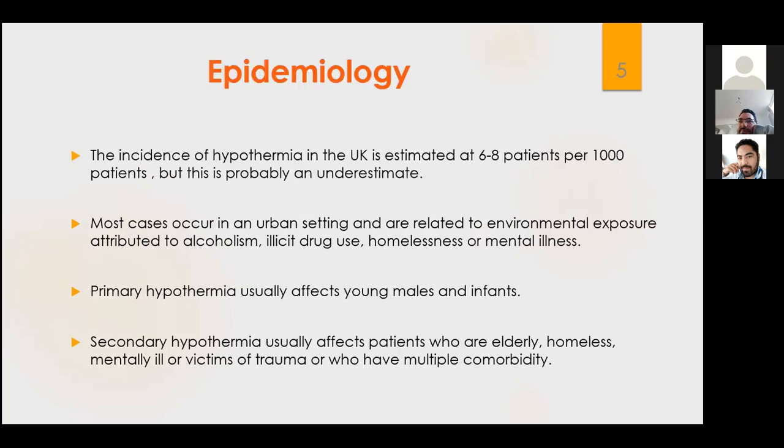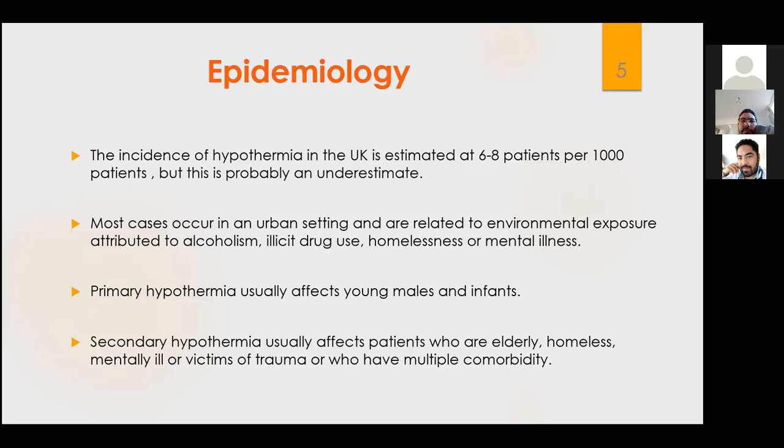So let me discuss epidemiology. In the UK, it is estimated that about 6 to 8 patients per 1,000 get hypothermia every year. Usually, most cases occur in the urban setting and are related to environmental exposure, secondary to alcoholism; it's usually seen in drug users, homeless people, and those with mental illness.